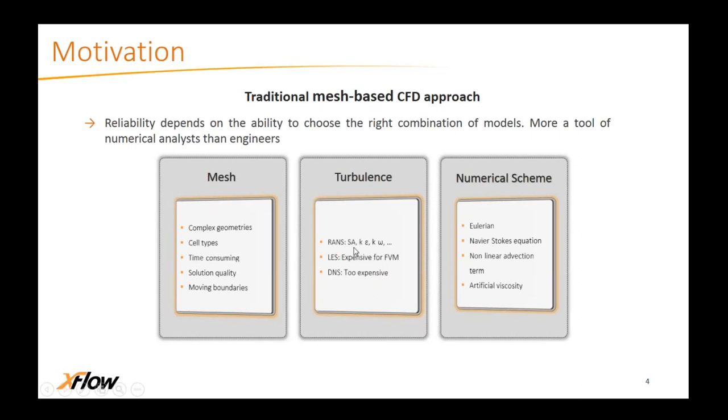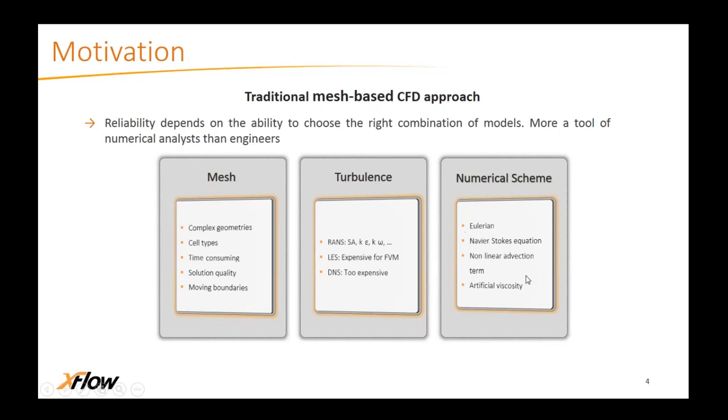Also, in terms of turbulence, most people rely on RANS turbulence models. That's Reynolds-averaged Navier-Stokes, a semi-empirical model, and that's not always appropriate to have a really good turbulence description of your problem, and it provides you only a mean solution, not an unsteady solution of the flow. And LES is usually too expensive, as well as DNS, for the finite volume method.